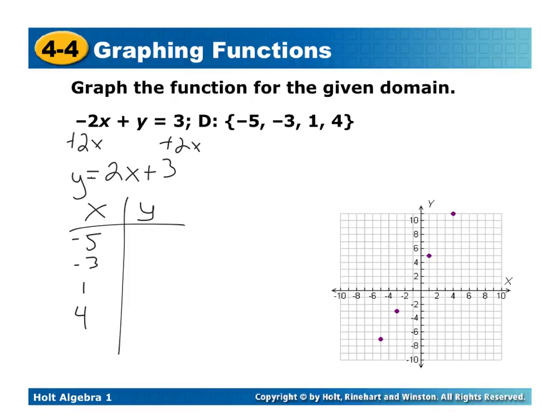So negative 5 times 2 would be negative 10, plus 3 would be negative 7. Negative 3 times 2 would be negative 6, plus 3 would be negative 3. 1 times 2 would be 2, plus 3 is 5. 4 times 2 is 8, plus 3 is 11. Now if you notice here, these points are already graphed and they form a line.